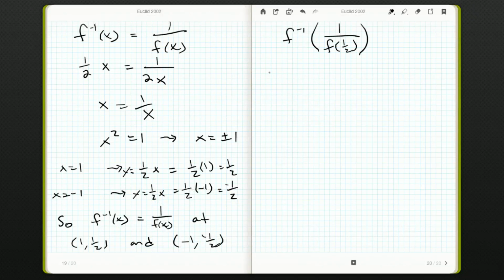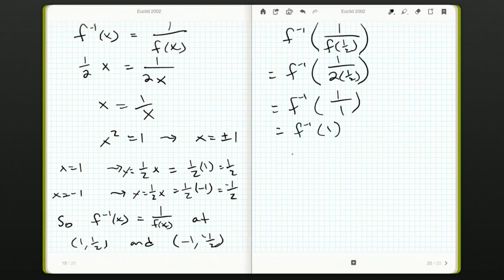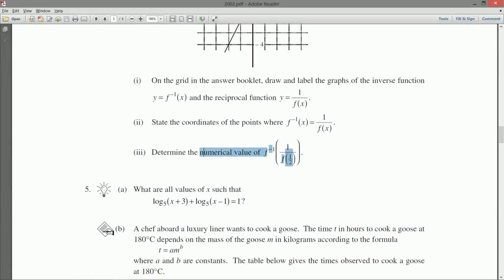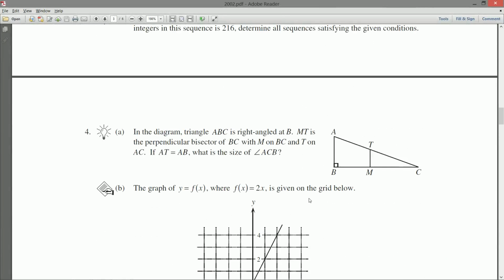Well, what's f of 1/2? That's 2 times 1/2. So that's f inverse of 1 over 1, which is just f inverse of 1. And f inverse is 1/2 x, so this is 1/2. We'll have a final little therefore statement. Very nice, and that rounds it all up. That's the last part. You got the numerical value there, and that finishes off question number 4.